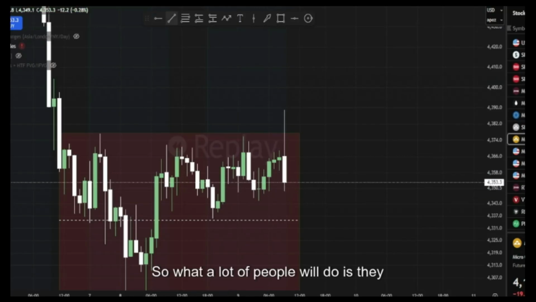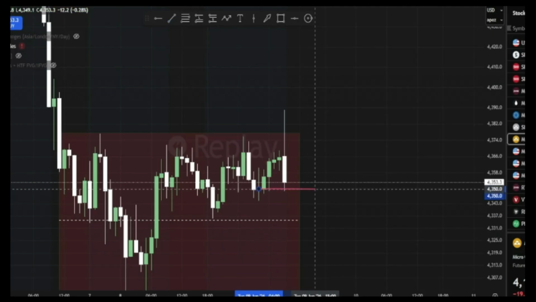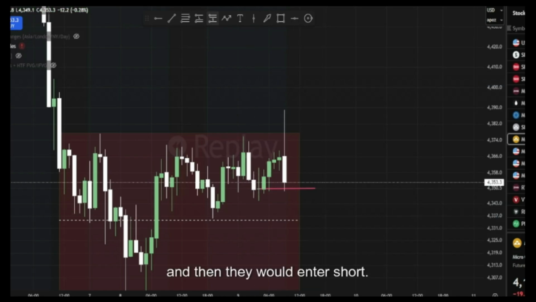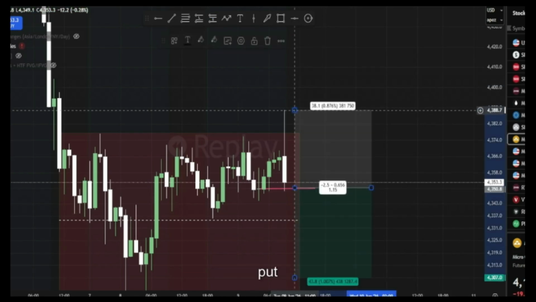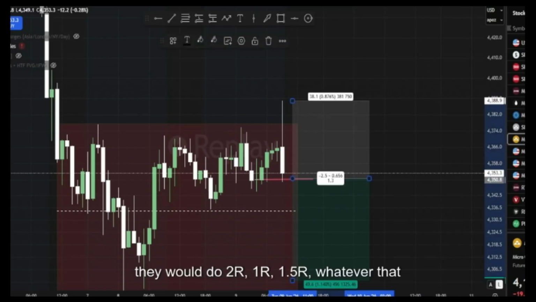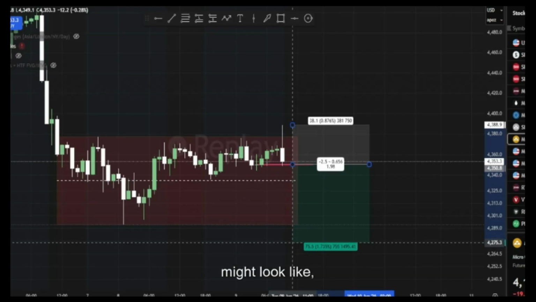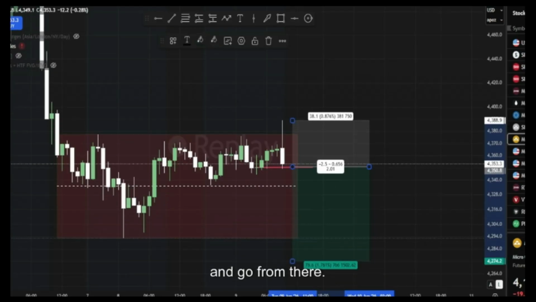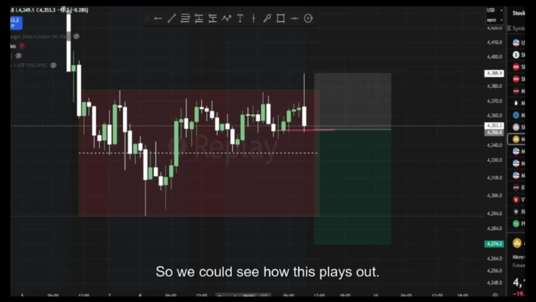So what a lot of people will do is they will wait for the close below this candle, and then they would enter short. So they would put the stop loss to the high. They would do 2R, 1R, 1.5R, whatever that might look like, and go from there. So we could see how this plays out.